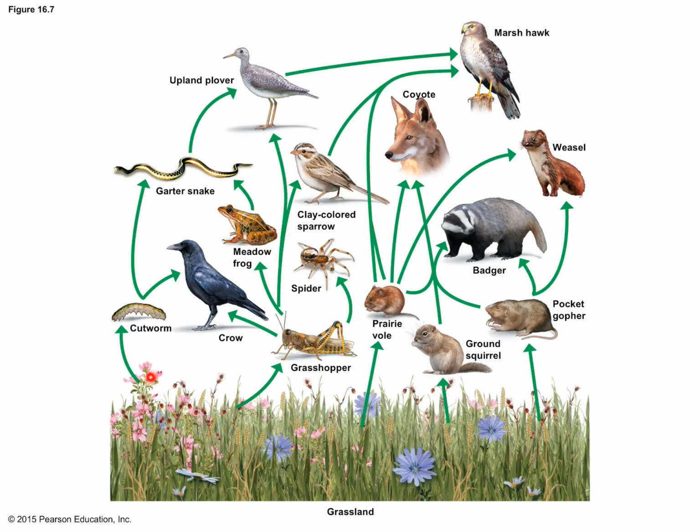And so we have cutworms, for example, feeding on plants. We have grasshoppers feeding on plants. We have a crow feeding on the grasshopper and the cutworm, or maybe a garter snake feeds on the cutworm. Garter snake feeds on the frog, which is fed on the grasshopper, which fed on the plants. So again, this is showing you the paths of energy flow from our primary producers at the base of the food web all the way up to our top predators, in this case, the marsh hawk and the coyote. All right.